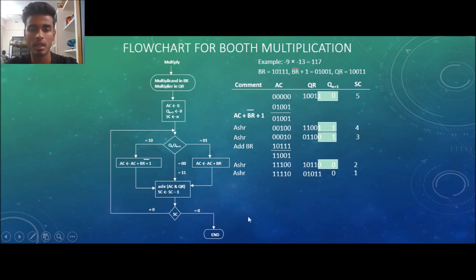So for this case, we'll add AC and the 2's complement of BR, which gives the value 00111 to AC. Then we perform arithmetic shift right, and now the value of sequential counter is 0, which gives us the result 00011 10101, that is 117. So by this method we are able to find the product of two negative numbers or any numbers even when their sign bits are inculcated in themselves.